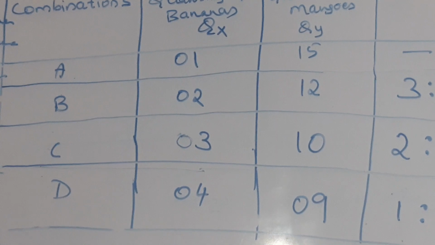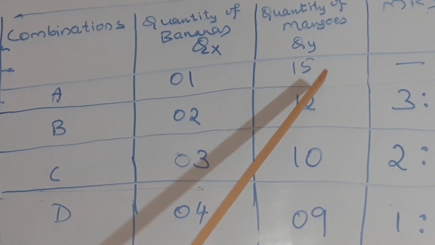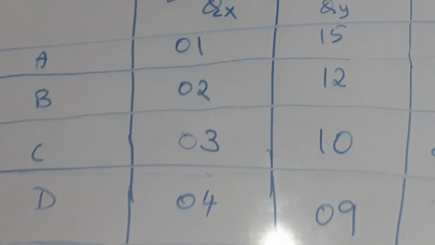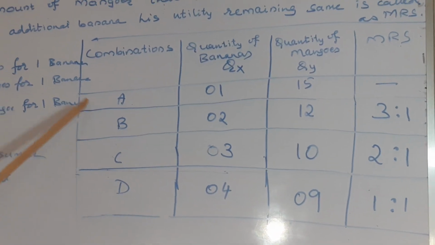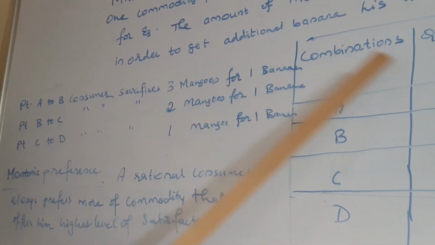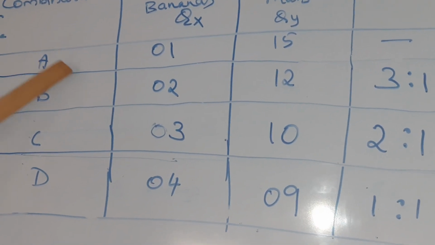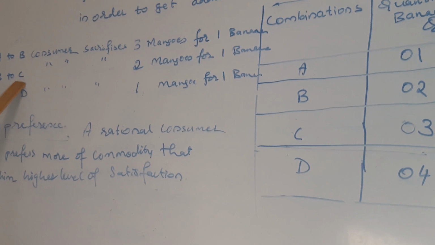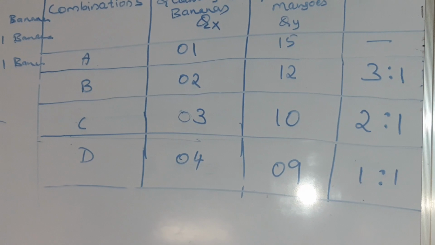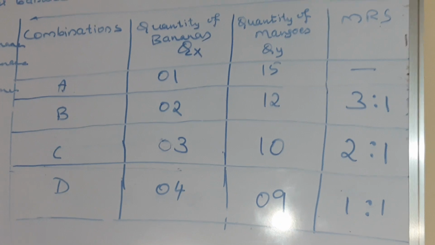So here, whenever the consumer is going to increase the consumption of the bananas, he has to go on decreasing the consumption of the mangoes. So then only he can get equal level of satisfaction. So here from point A to B, just focus here. From point A to B, the consumer sacrifices 3 mangoes for 1 banana. That is 3:1. 3 mangoes for 1 banana from point A to B. From point B to C, the consumer sacrifices 2 mangoes for 1 banana. Whereas from point C to D, the consumer sacrifices only 1 mango to have 1 additional unit of banana.